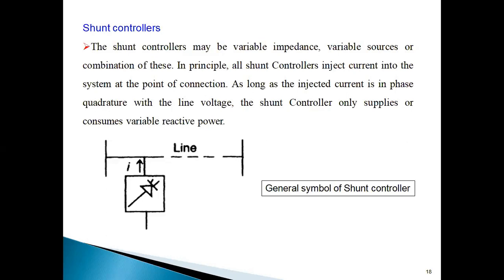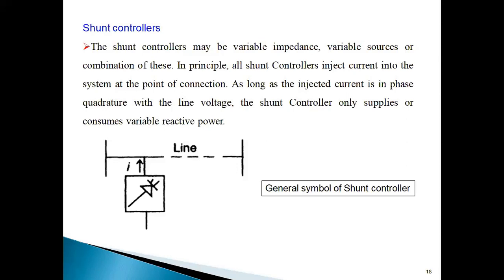Now in the shunt FACTS controller, remember it will act as a current source, so it will inject a current at the point of connection. I want to inform you that the best location is the midpoint of the transmission line. When I connect the shunt FACTS controller at the midpoint, what will happen? The total line reactance gets divided equally. Because of this, you remember the formula for real power flow.